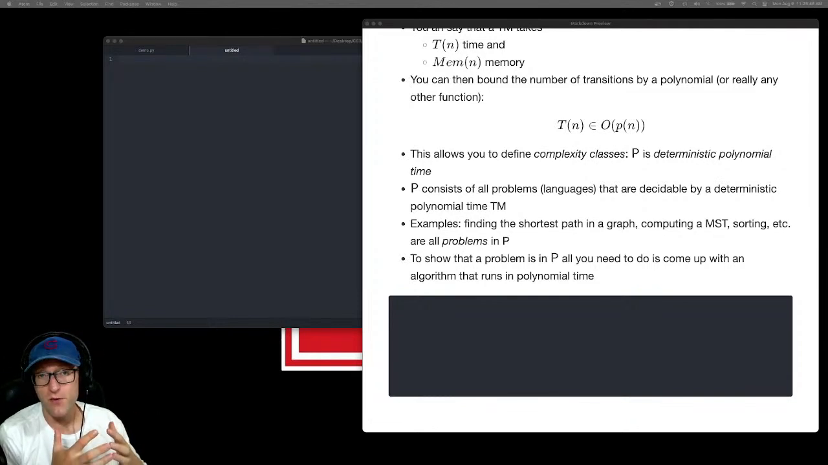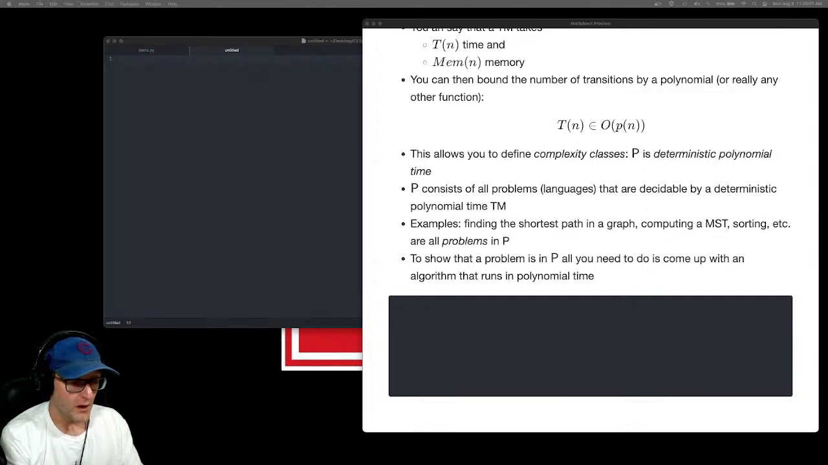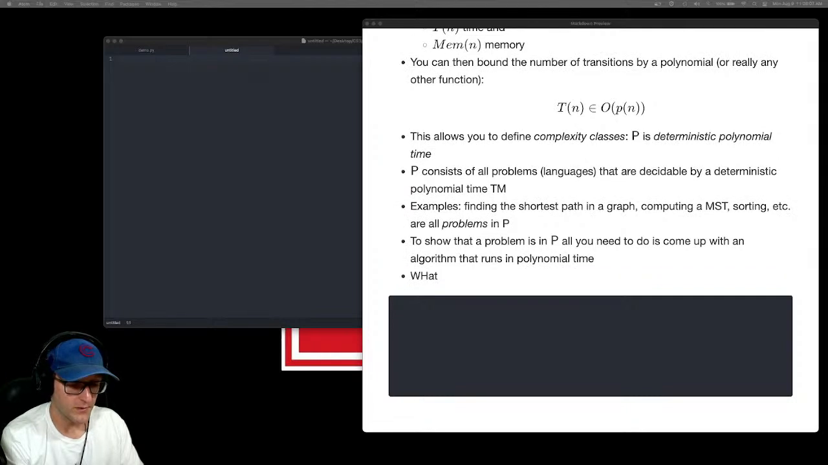Computing the determinant of a matrix is not necessarily a graph problem. It's related to graph problems in some ways, but you need to talk about all problems that have a deterministic polynomial time Turing machine that decide them. Right? So what is determinism? I've been throwing that around here now, so we need to define that a little bit.